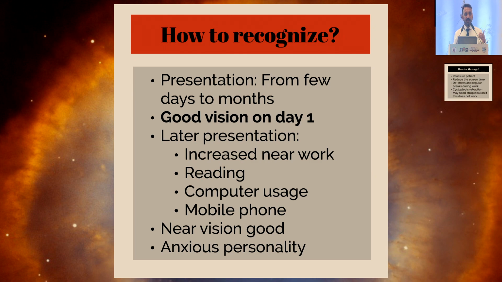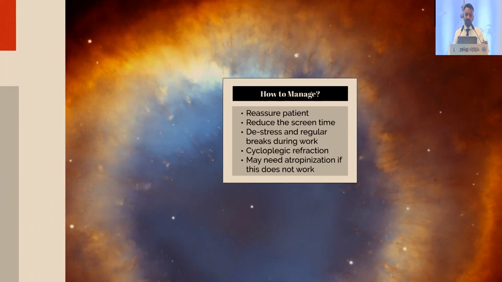Later on, when they start work, the computer work, reading, and all those kinds of things can possibly lead to these spasms. Near vision usually is good because of pseudomyopia. They are usually type A personality. How do we treat them?